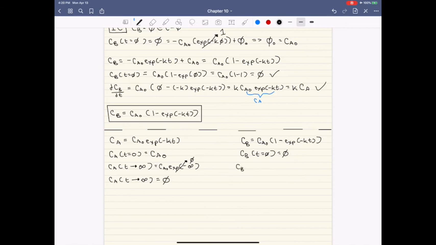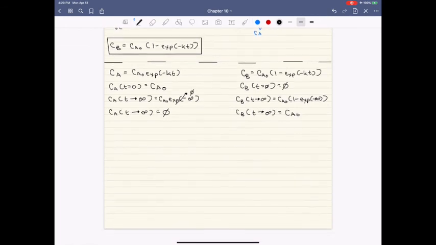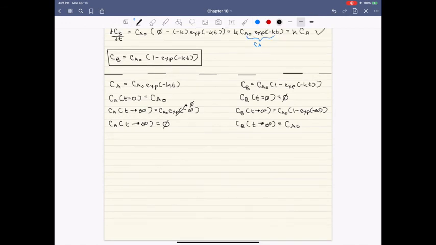For Cb, let's apply the same sort of limit analysis. So we have Ca naught times 1 minus the exponential of negative infinity. So the exponential term is 0, and what we're left with is that Cb at very large times approaches Ca naught. Okay? So when we sketch out our plots, these are the two limits that we should connect.